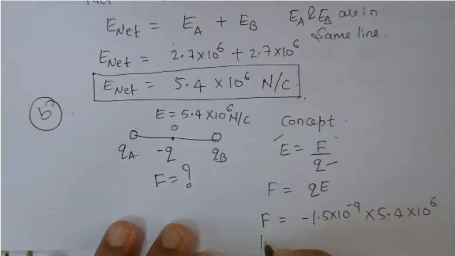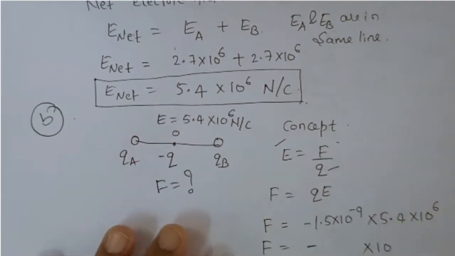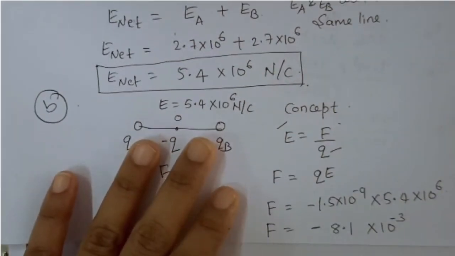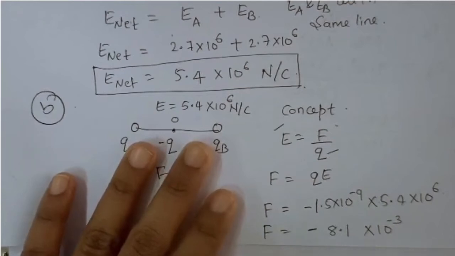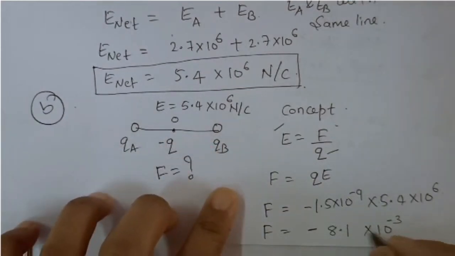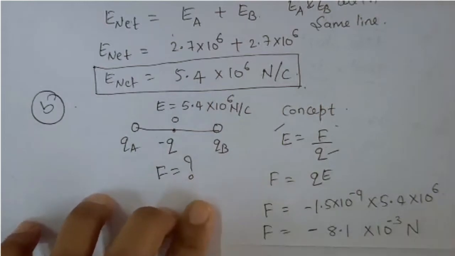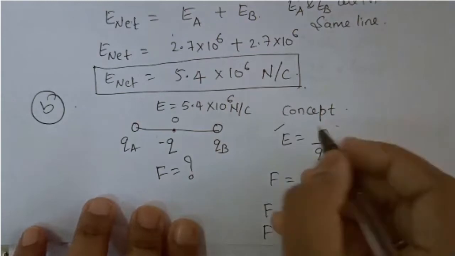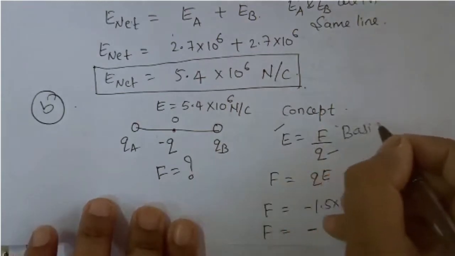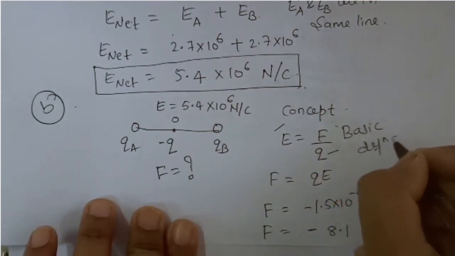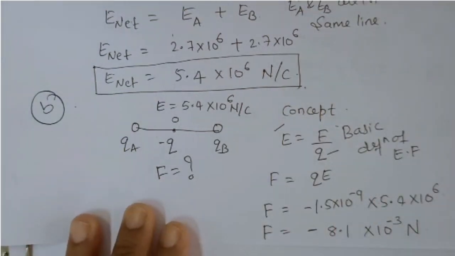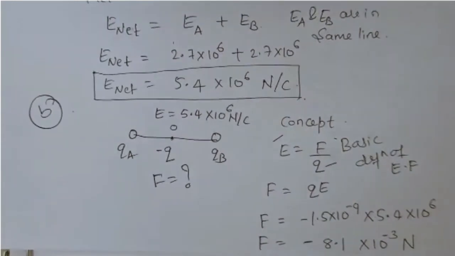So that's very simple now. Into 10 raised to 9 minus 6, how much is minus 3. So the answer is 8.1 into 10 raised to minus 3. It's a force, so the unit is Newton. Correct? So this is very simple. The concept used here is the basic definition of electric field. So in this manner you have to think over it and solve the problem.